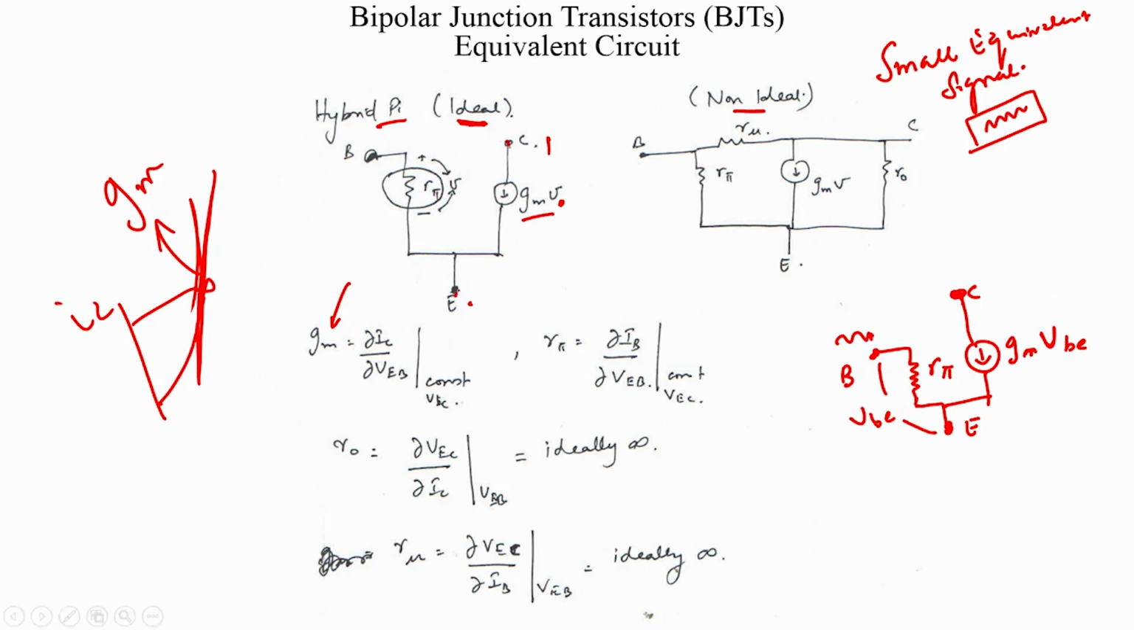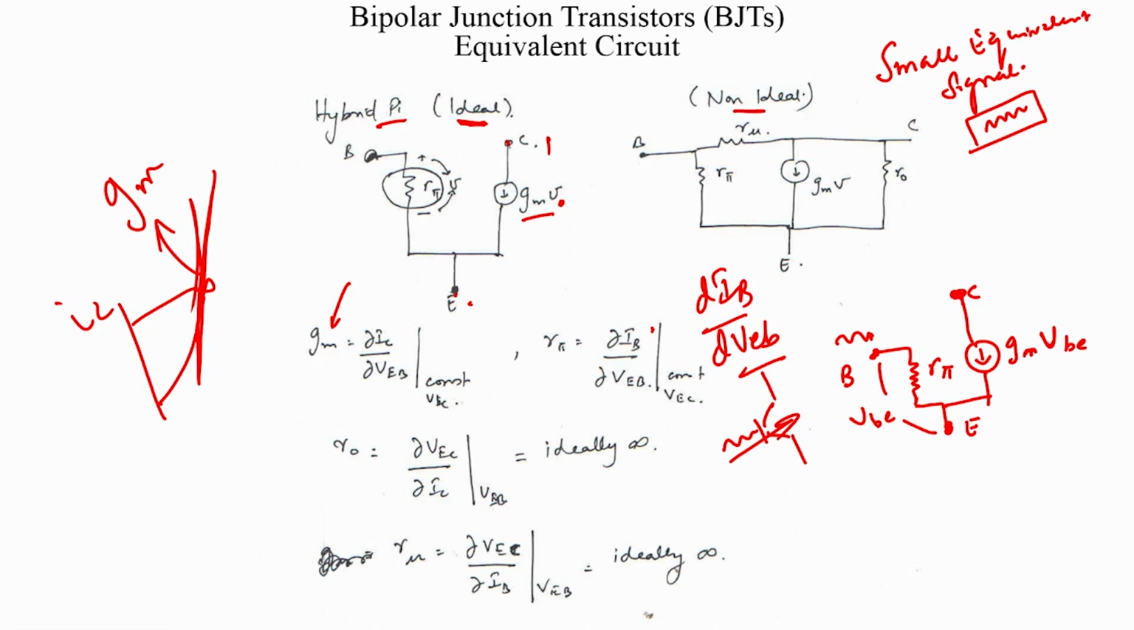The point is that r pi indicates the input impedance of the BJT. It is basically ∂VEB by ∂IB. So, that is my small signal input resistance. If I fluctuate VEB of the BJT a little, how much base current do I push in? That is the question, and it is determined by r pi.